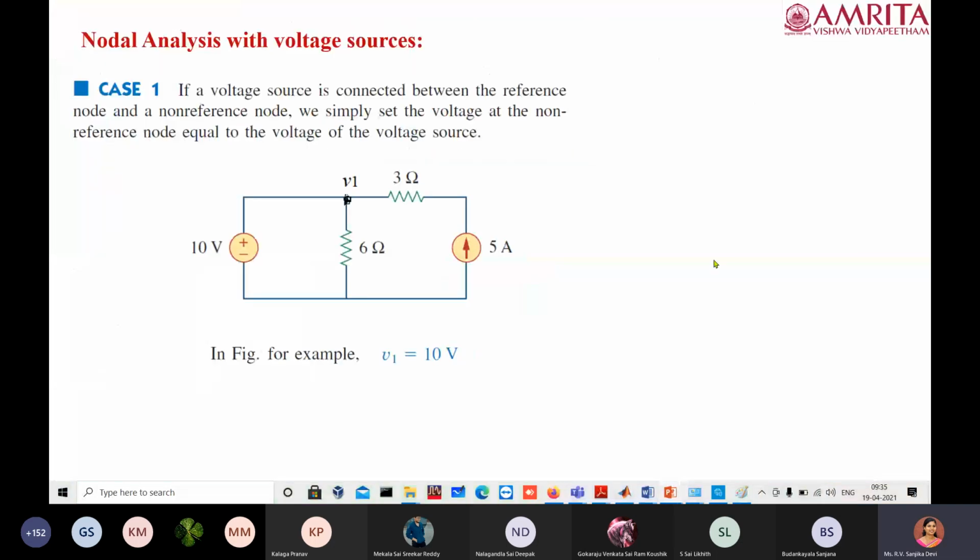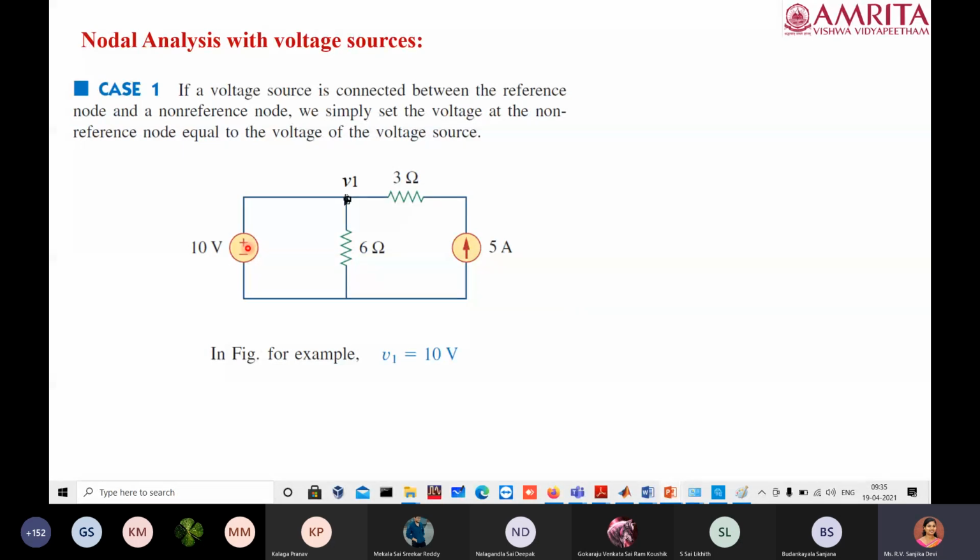So we can directly write the nodal voltage as 10 volt, because 10 volt is exactly parallel to this nodal voltage. There is no need for writing one more equation, because there is only one nodal voltage to determine, and V1 is directly 10 volt. So if we have a voltage source connected between a non-reference and a reference node, finding the nodal voltage is quite easy, or straightforward.